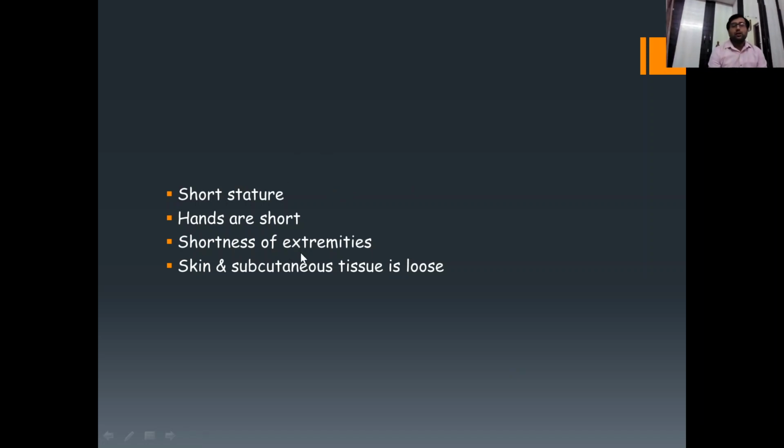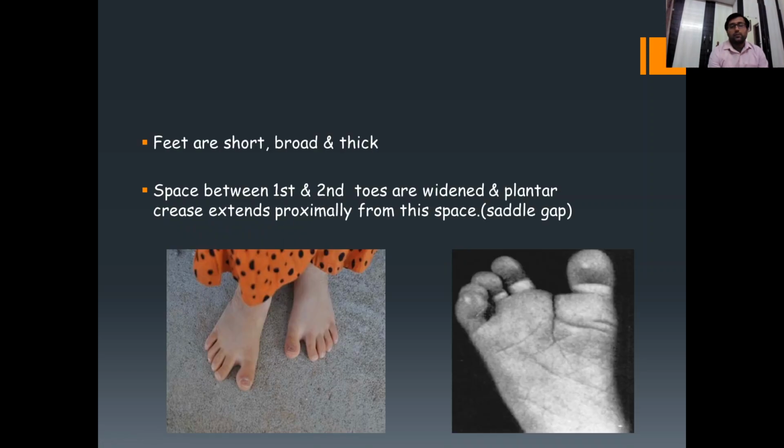Okay. Now short stature is also there in Down syndrome. Hands are short, there is shortness of extremities, and skin and subcutaneous tissue is loose. In the feet we can see the sandal gap. Feet are short, broad and thick, and there is also a space between the first and second toes. This is known as sandal gap or saddle gap.